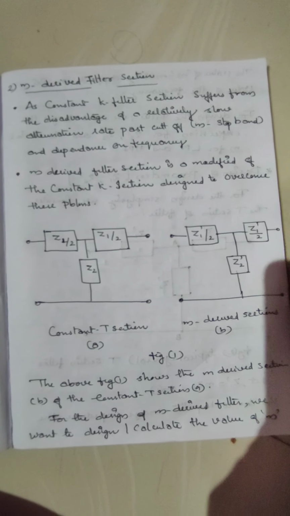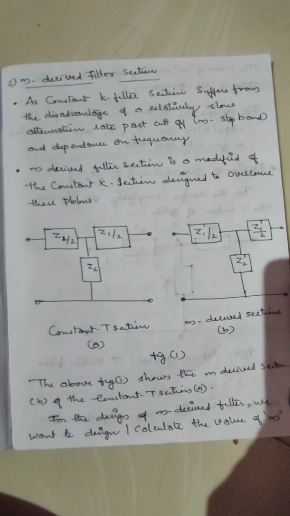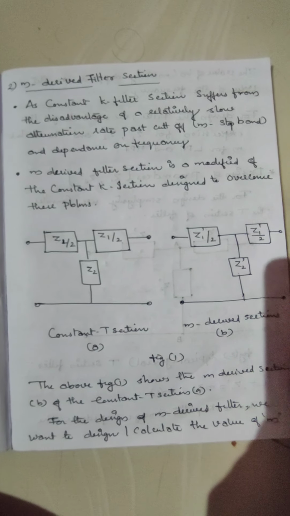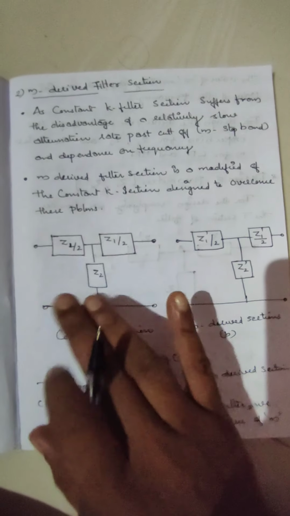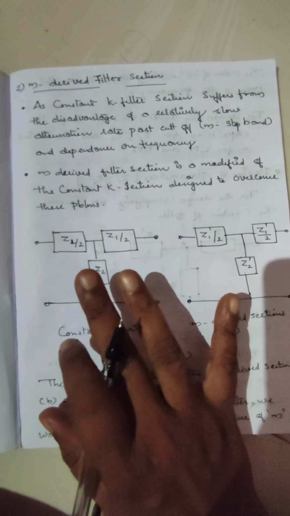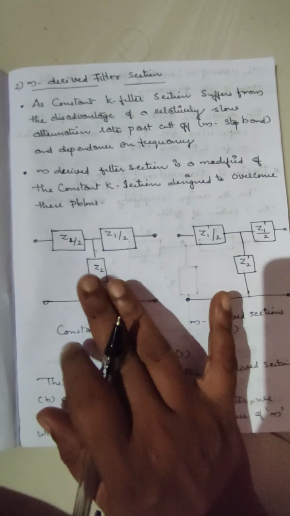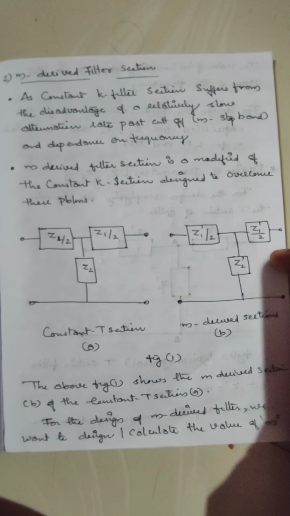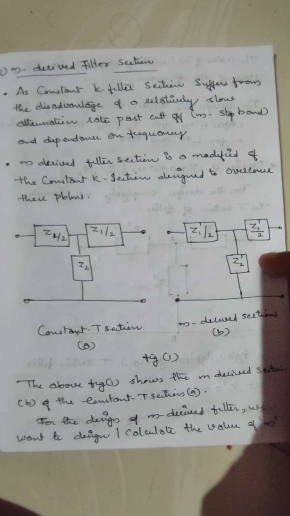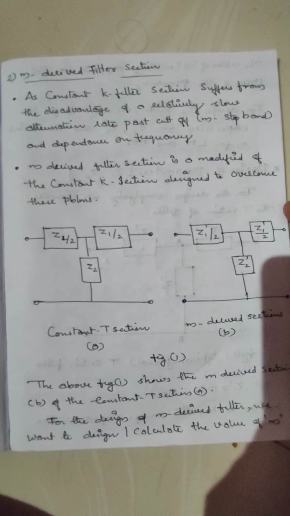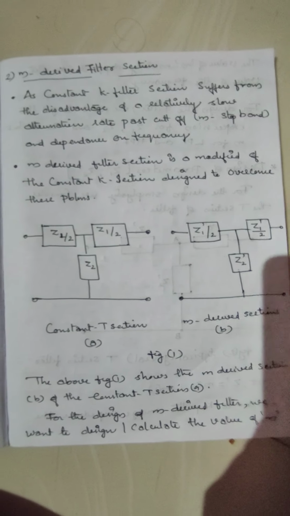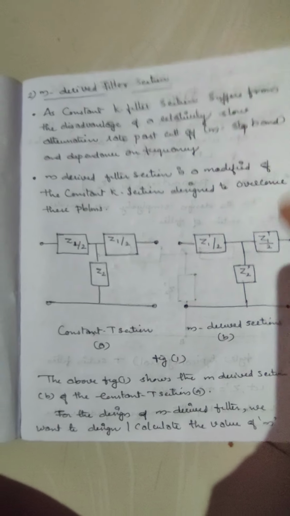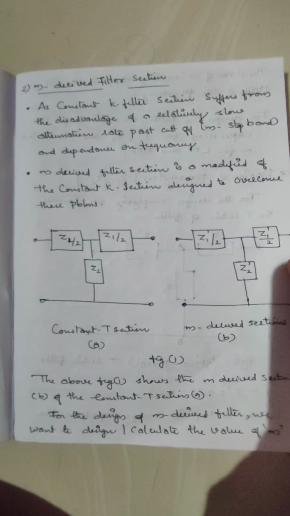Because of the presence of this constant, its name becomes derived filter section, because whenever we are transforming the normal constant k section filters into a derived section, there will be a factor that we want to multiply with it. Because of that, it is called the derived filter section.